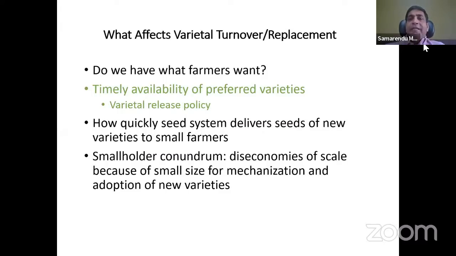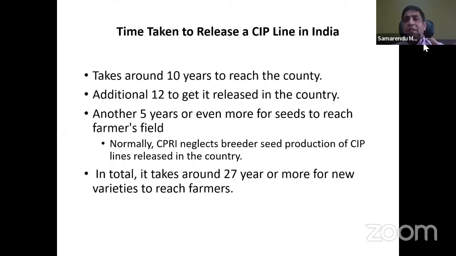If you look at the varietal turnover in terms of farmers, one of the biggest constraints in potato is the time it takes to release a variety. Sometimes, suppose CIP, our scientists in Lima or somewhere else, develop a variety, it takes more than 20 years for the variety to come to the country, get the trial, and other things, get it released. Once it is released, it takes another 5 to 10 years for the seed to be available there. So we're looking at a 20-year time horizon.